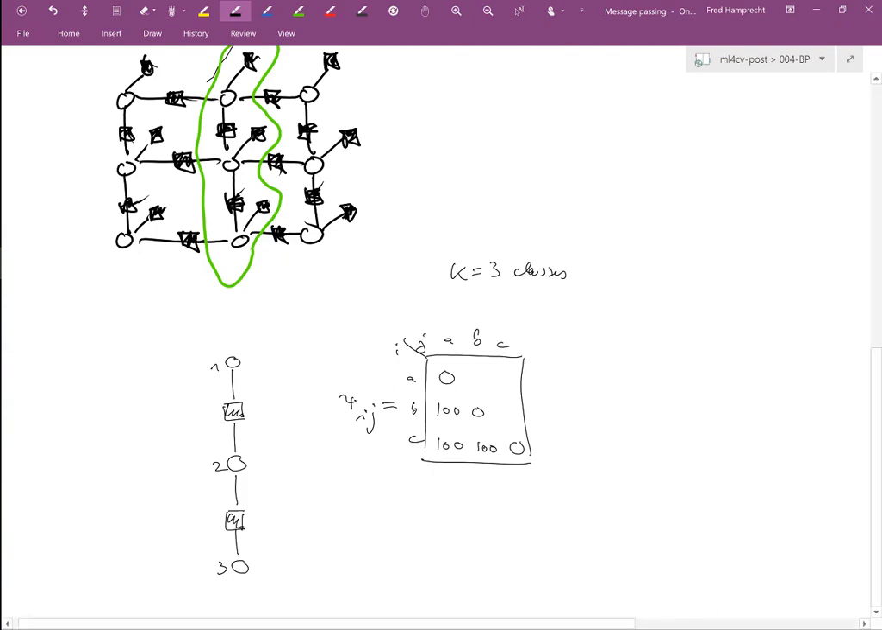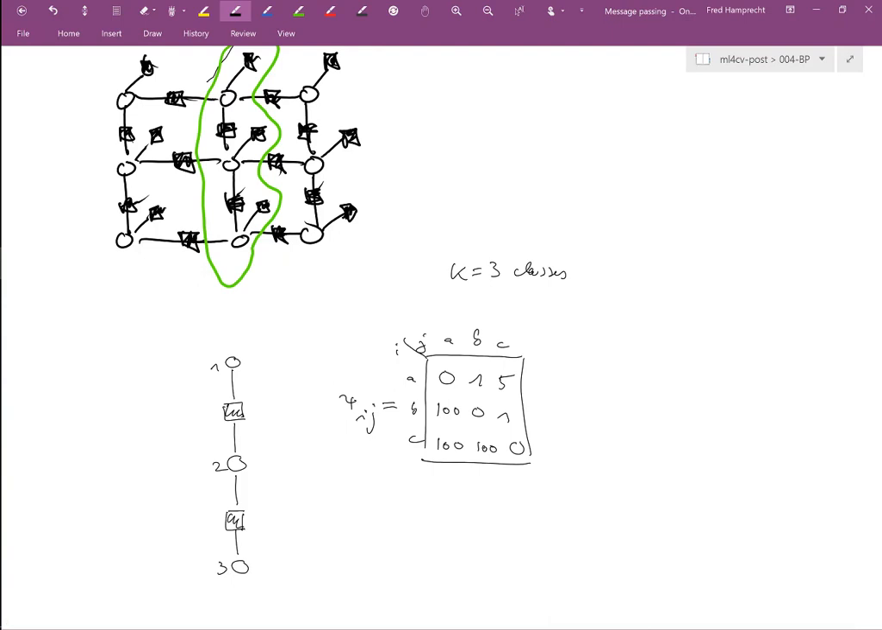Now, moreover, I want some smoothness prior. So let's say a transition from class A to B has a cost of 1, transition from class B to class C has a cost of 1, and the transition from A to C directly has a cost of 5. Okay? Why is it not a symmetric matrix?